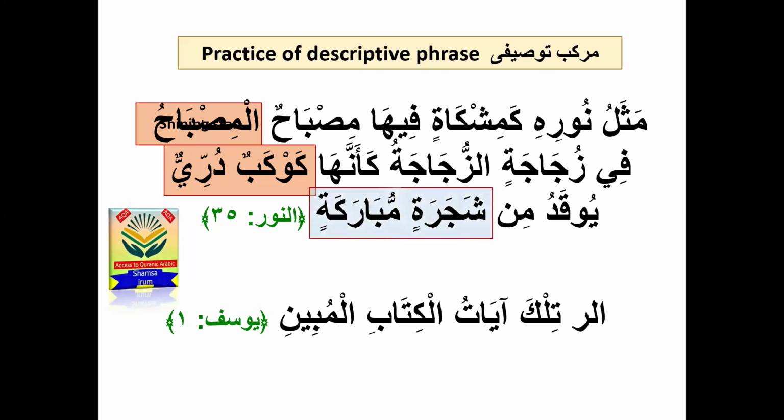Next one is Shajaratin Mubarakatin. So the meaning is a blessed tree. They both are majroor, they both are nakira, and they both are feminine, and they both are in majroor state. Next ayah is Al-Kitabi Al-Mubini.